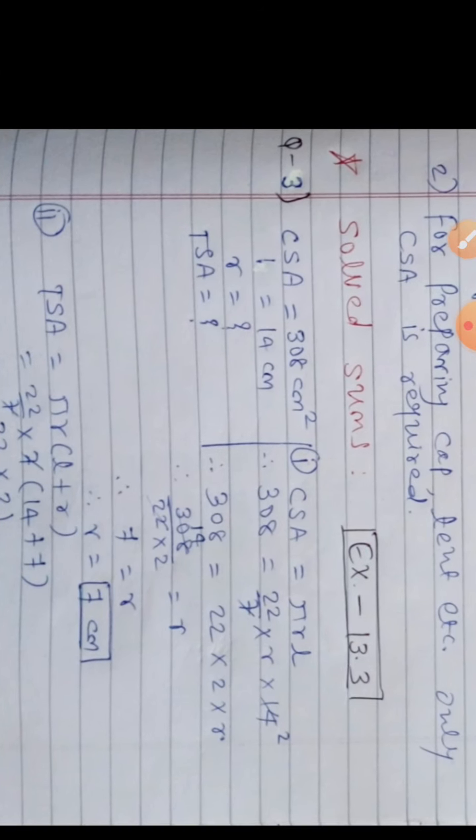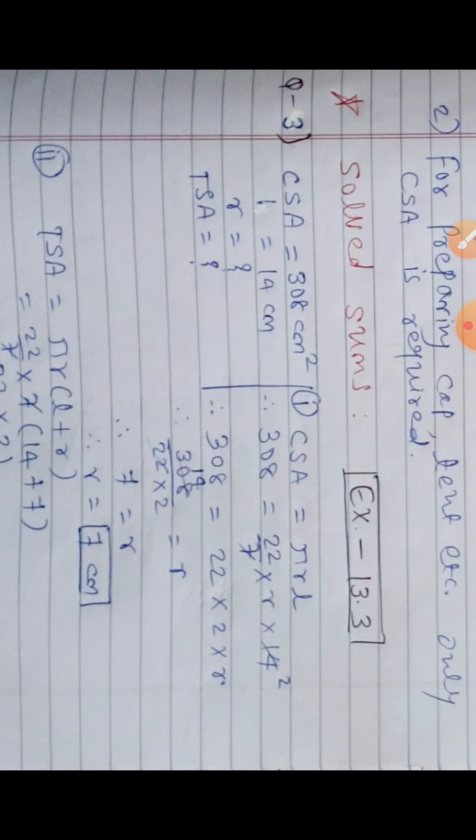Look here, I prepared a list. CSA equal to 308 centimeter square, L equal to 14 centimeter, R not given, TSA not given. They ask two parameters. First we start with CSA. Why? R is obtained from CSA only, which is given. Again I repeat, start from given, not from asked.